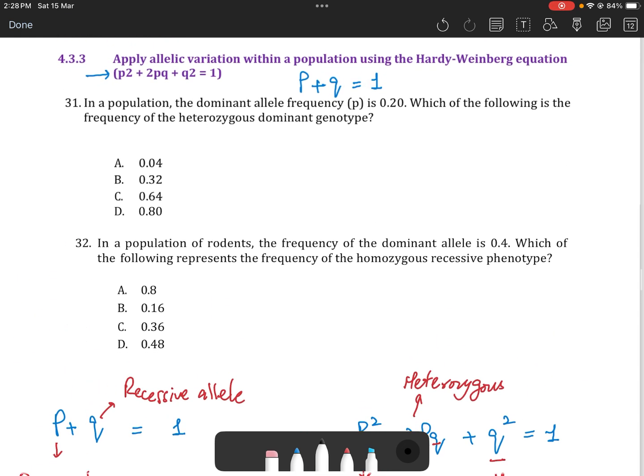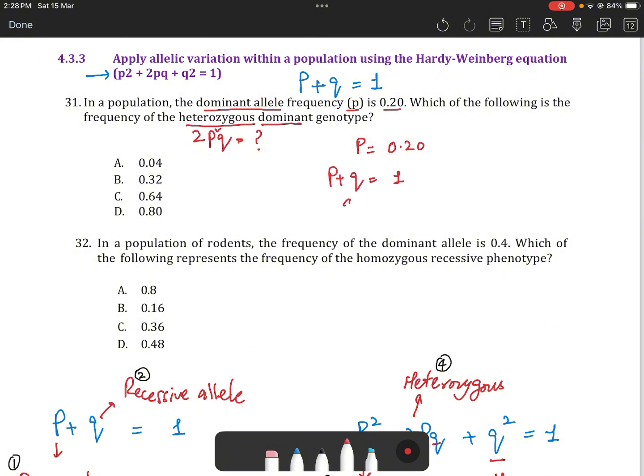Okay, let's do some practice questions. In a population, the dominant allele frequency P is 0.20. Just quickly write it down. P is 0.20. Which of the following is the heterozygous dominant? Underline it and say heterozygous dominant. Heterozygous is PQ, but don't forget the 2. So you need to find this one. You have P already. Now you want to find Q, so you will use the equation P plus Q is equal to 1. You can easily say Q is equal to 1 minus P, that is 1 minus 0.2. It's going to be 0.8. Now you can put it into this equation, 2 into 0.2 into 0.8. So that's going to be your answer.